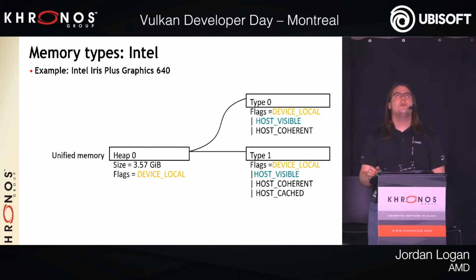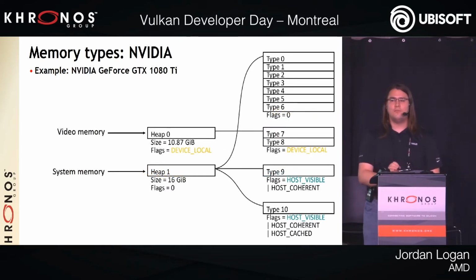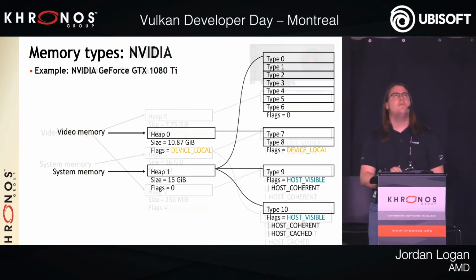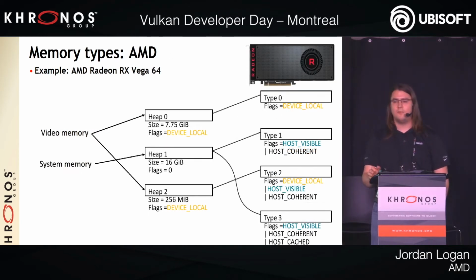I'm going to show you real quick a bunch of different GPUs out there. So first off, we have Intel, which has a single heap and 2 types. And then on NVIDIA, we have 2 heaps with 11 types. And finally, at AMD, we have 3 heaps with 4 types. So there are a lot of different configurations you can see from the different memory. So you have to account for all of this.